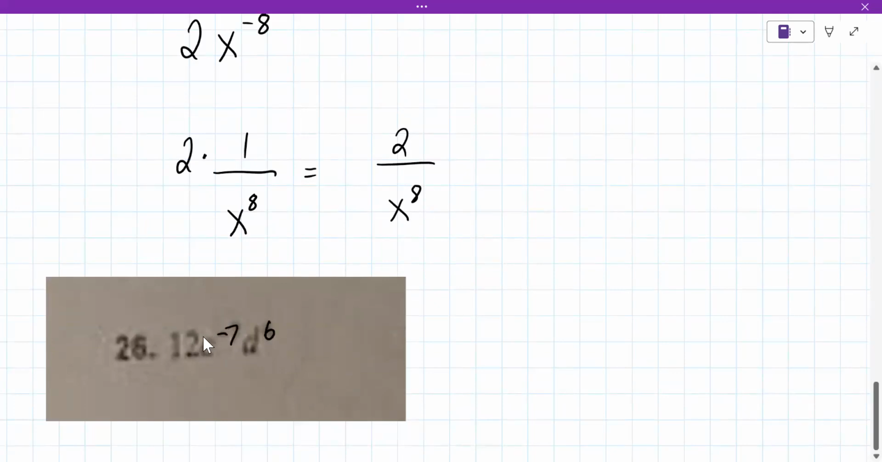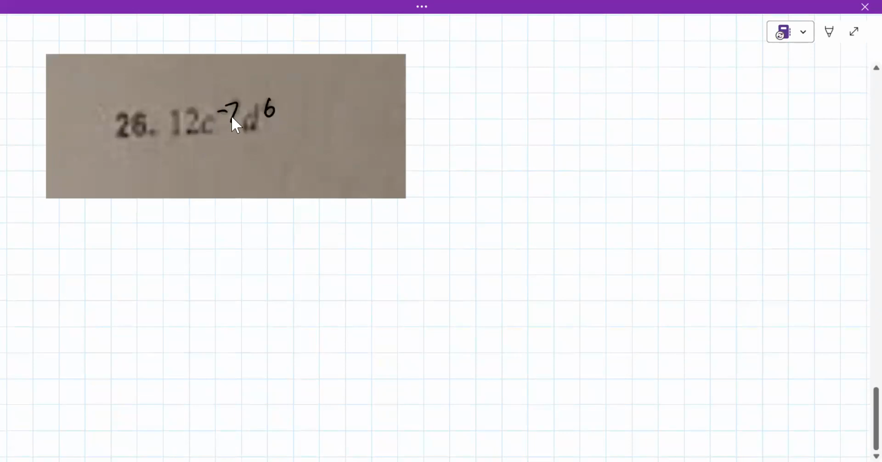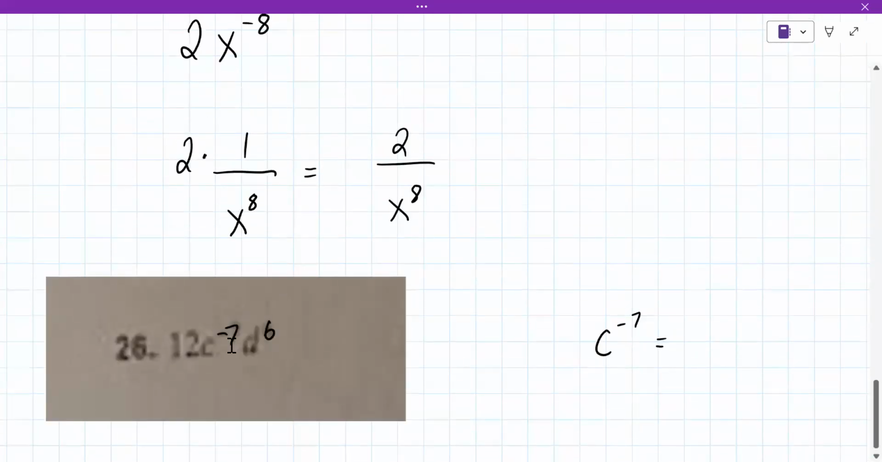I'm asking you, the only change you have to make is this c to the minus 7. That's the only change you have to make. What's another way to write c to the minus 7? So let's go back up and look here.